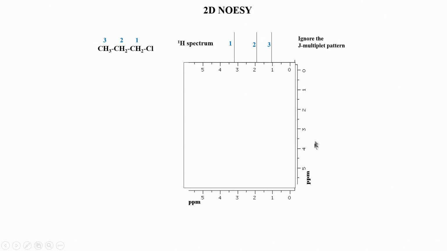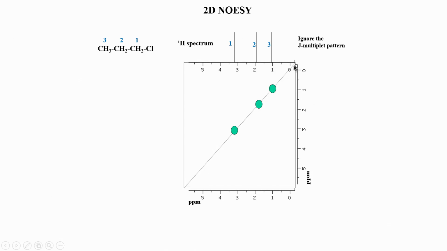Now, suppose I record a 2D NOESY spectrum of this molecule. This is how it will look. First, both these axes are protons, because we are transferring polarization in a NOESY experiment from proton to proton. Now, the first thing you will see is the diagonal peak.